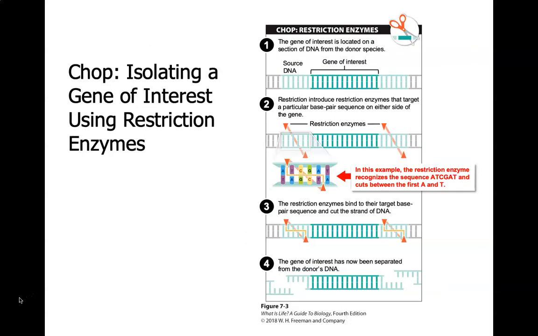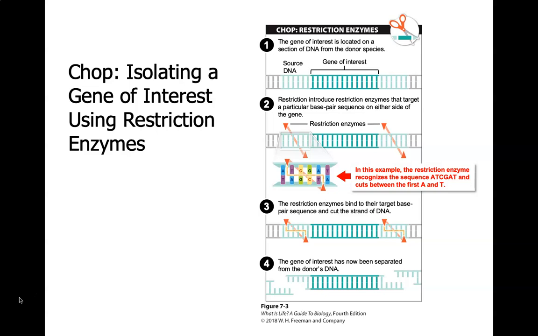So our first step, the chopping step, we need to isolate a gene of interest. So this might be a specific gene in the human genome, say something the body normally produces, like insulin or growth hormone. But it's not helpful if it's stuck in somebody's genome somewhere. So what we would do is extract the DNA from the donor species, let's say humans in this case, although it really could be anything. This is not limited to humans.